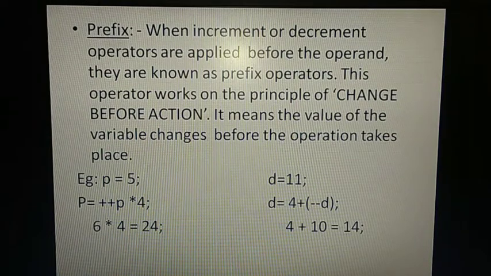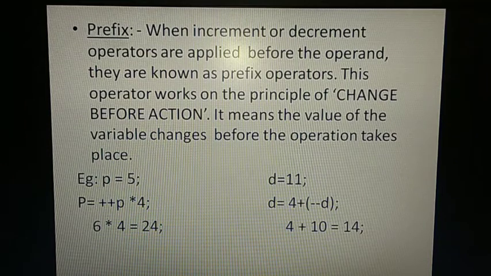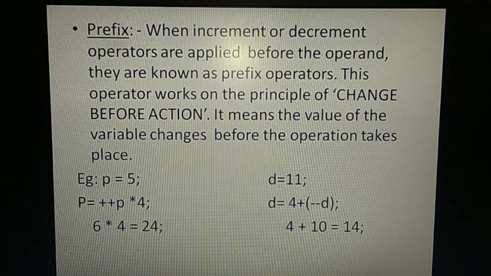The same works with the decrement operator. Just see d equals 11, where d equals 4 plus minus minus d. The 4 plus is evaluated after the change before the action: as the variable value is 11, minus minus d decreases it by 1, so it becomes 10. So 4 plus 10 equals 14. This is the prefix operator: change before action, remember that for prefix.